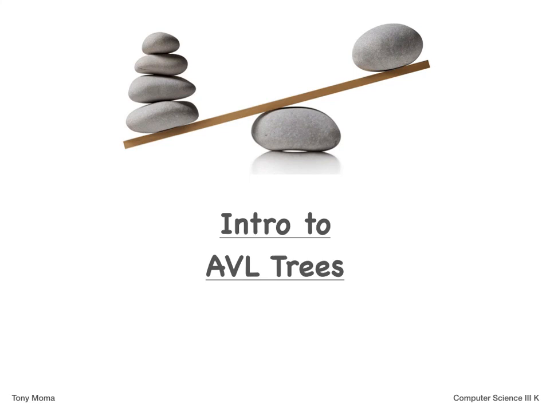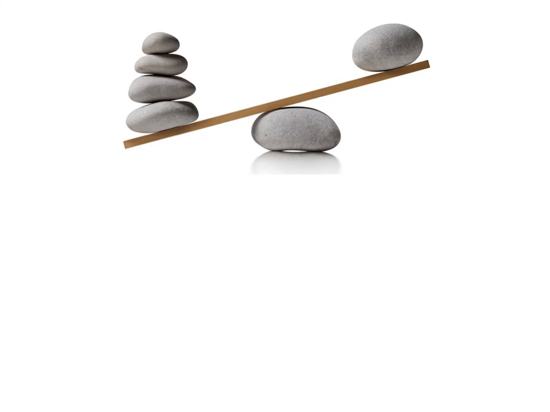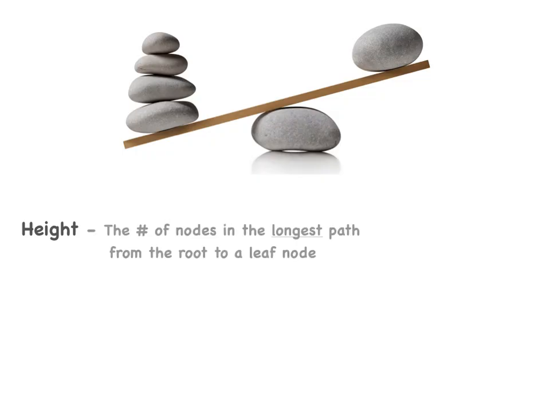Intro to AVL Trees. Now, before we can discuss AVL trees, there are two important vocabulary words that we must first explore. The first one being height. How do I find the height of a binary search tree? Well, the height of a binary search tree is simply the number of nodes in the longest path from the root to a leaf node.